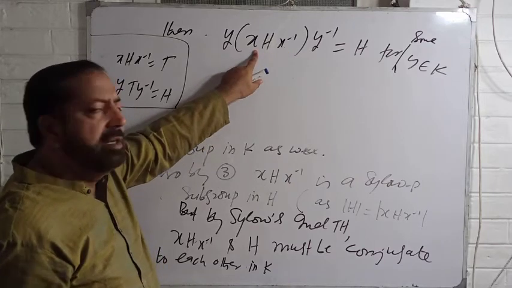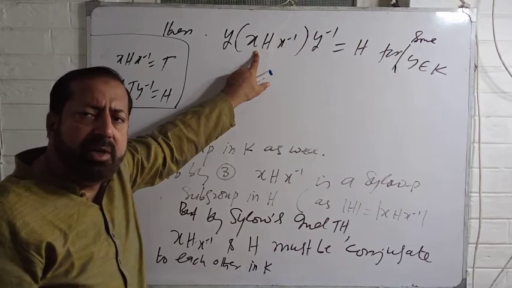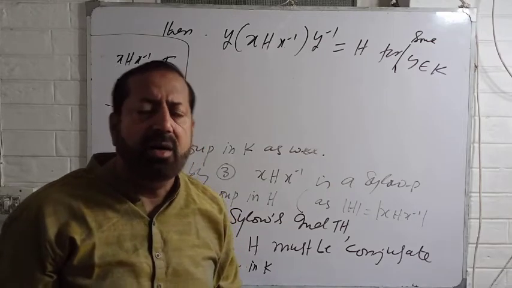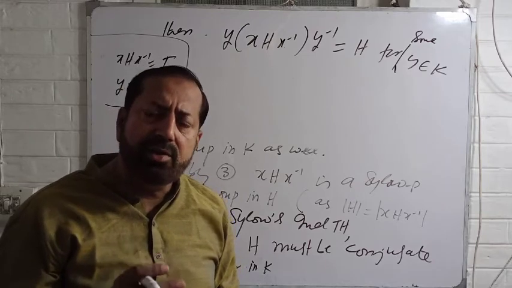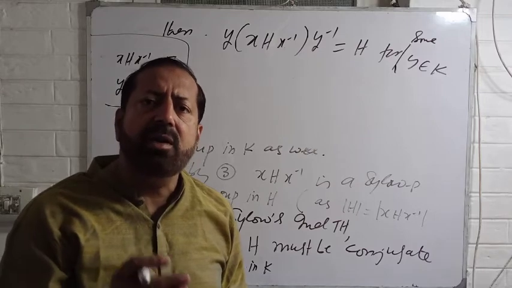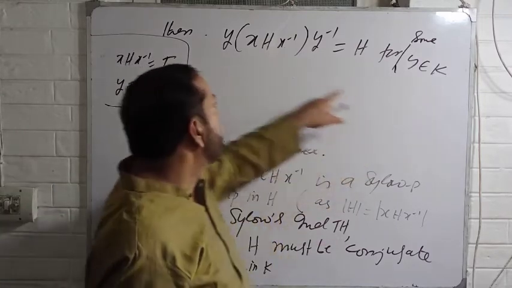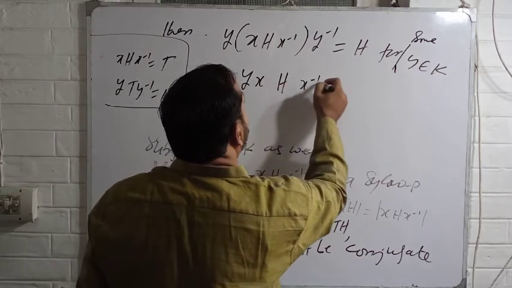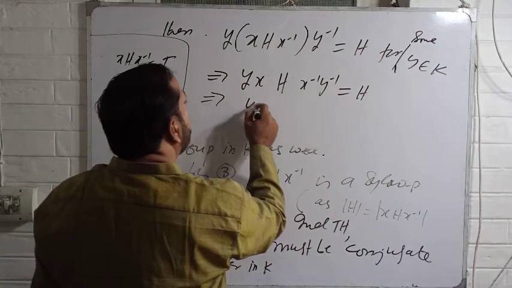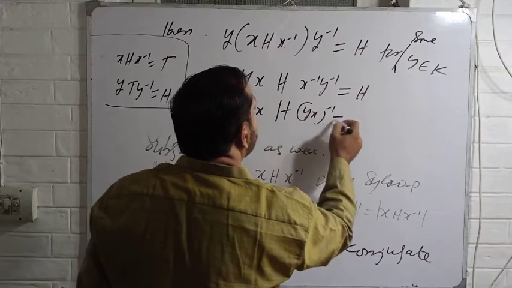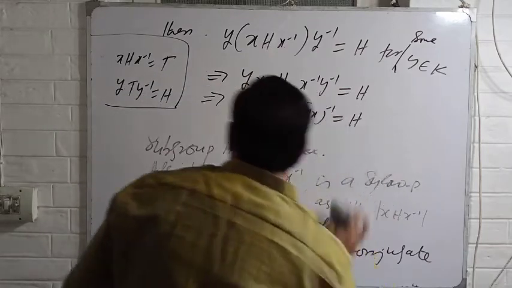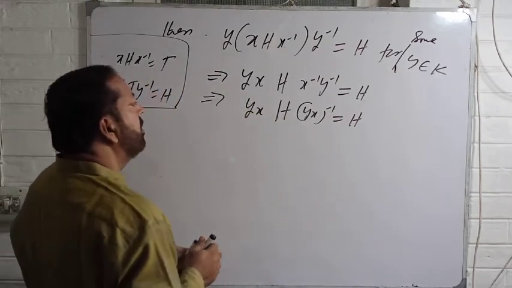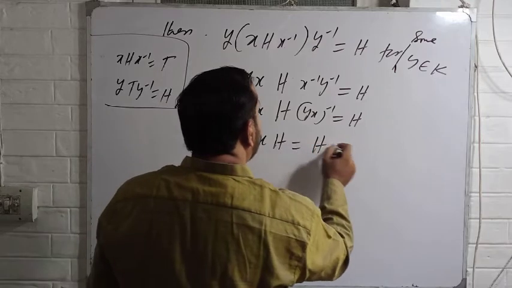Since you have shown that it is a Sylow-p subgroup in K, also H is a Sylow-p subgroup in K, and you know that any two Sylow-p subgroups in a group are conjugate to each other. So because this is conjugate to H, you can always find some y belonging to capital K so that yTy inverse is equal to H. So this implies yxHx inverse y inverse is equal to H. This implies yxH(yx) inverse is equal to H, right? From here, look at here, this implies yxH is equal to Hyx.